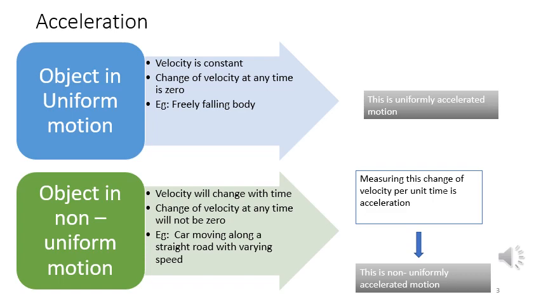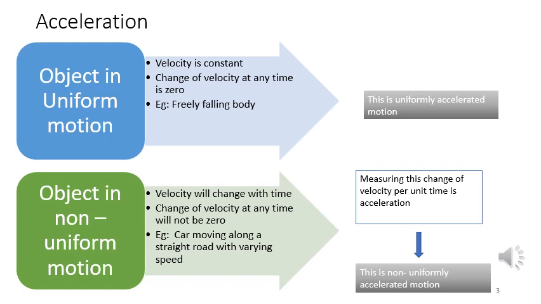Also remember, if an object travels in a straight line and its velocity increases or decreases by equal amounts in equal time intervals, then the acceleration of the object is said to be uniform acceleration. I am repeating, the object is traveling in a straight line. The increase or decrease in the velocity is equal in equal time intervals. The object is said to be uniformly accelerated. Example, freely falling body.